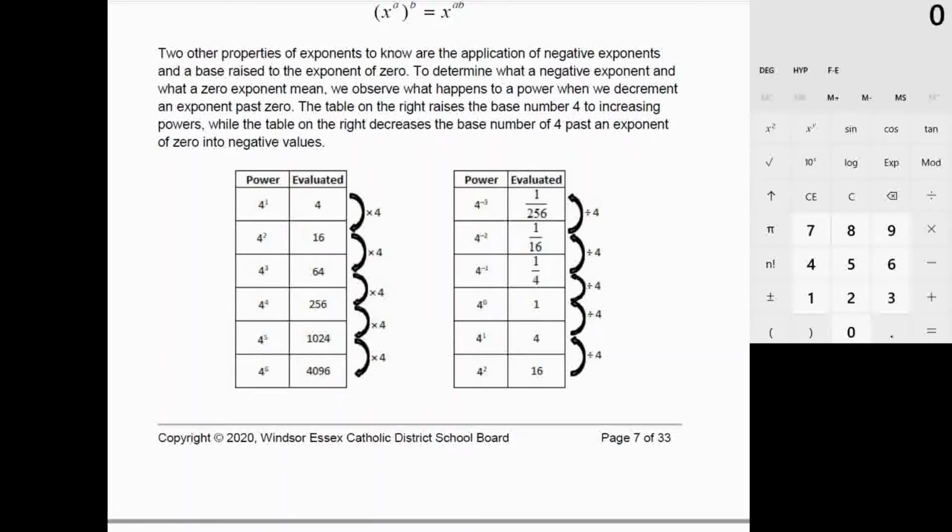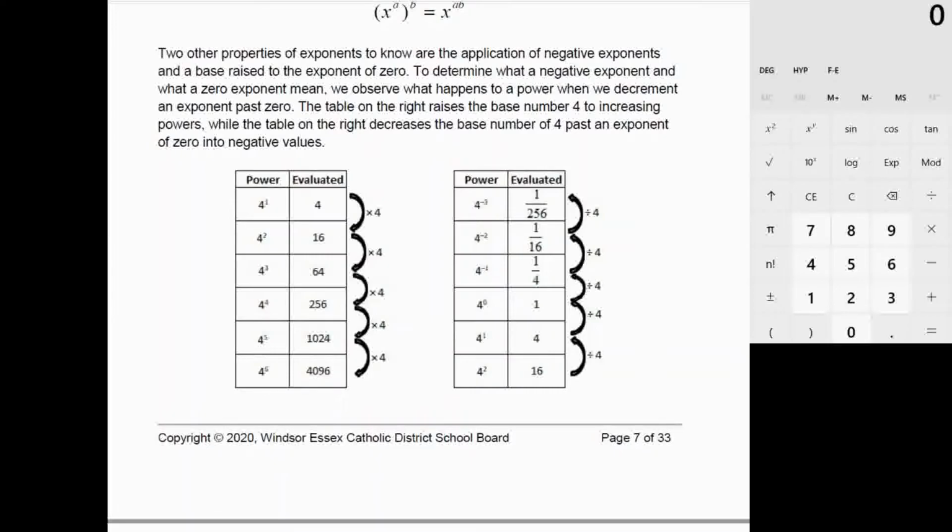So if we go backwards by dividing by 4, we can see that when the exponent is 0, we have what's called a null multiplier. We have the value of 1. And this occurs for any power where the exponent is 0. The answer will be 1.